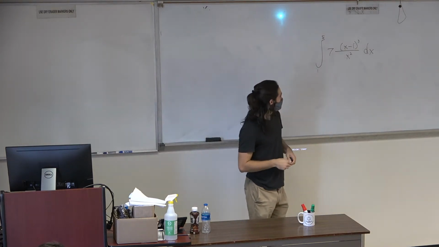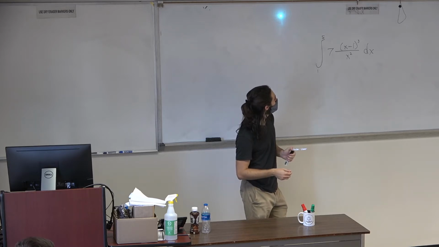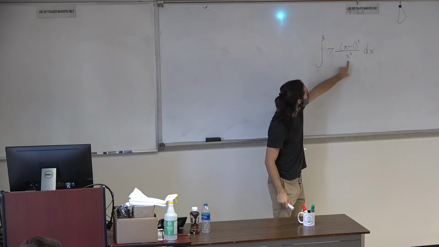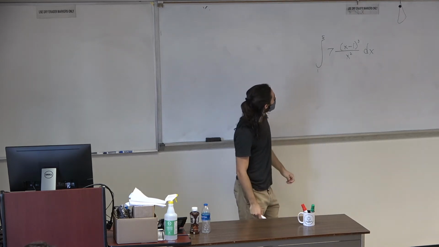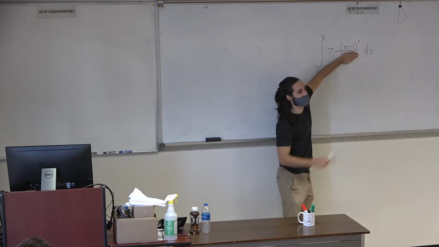So, the integral is something like this, right? It's a polynomial over another polynomial. But this one's just a monomial, just x squared. So imagine if this x squared weren't here. That would be pretty easy, right? Just use the power rule, yes?